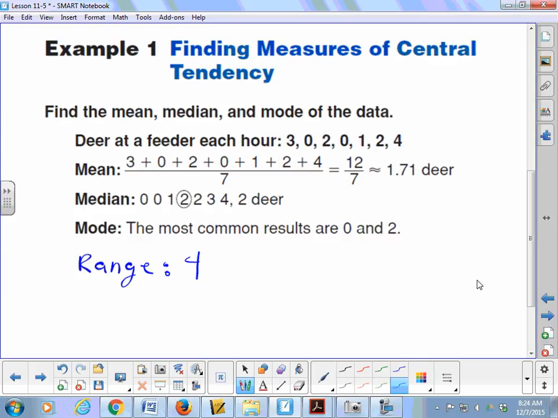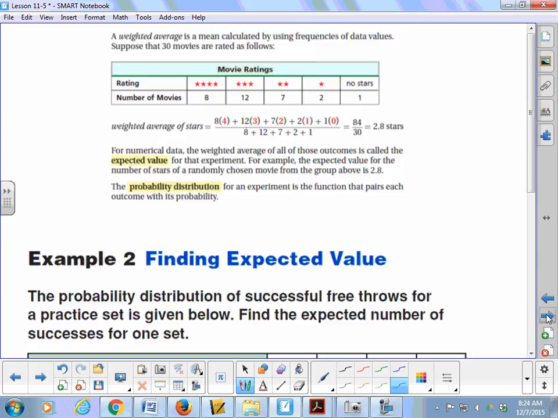All right. So there's our mean, median, and mode. Weighted average is another type of mean, but it's calculated by using frequencies of data values.